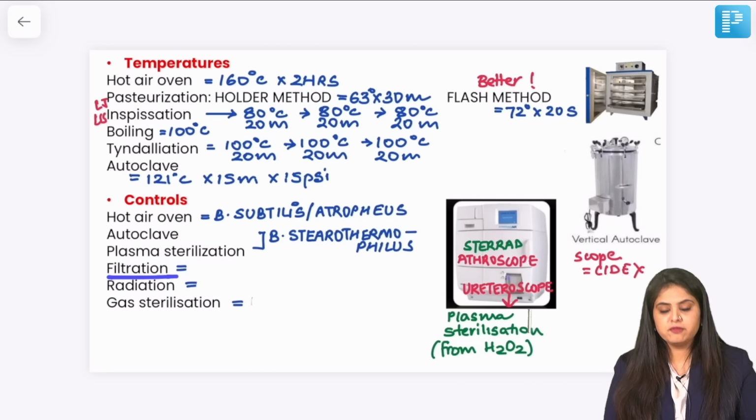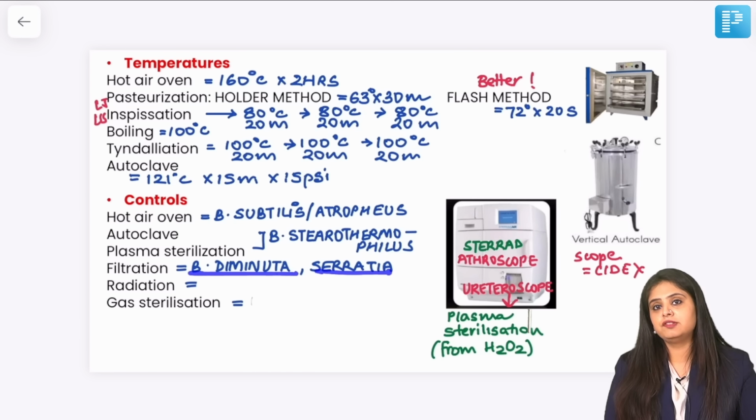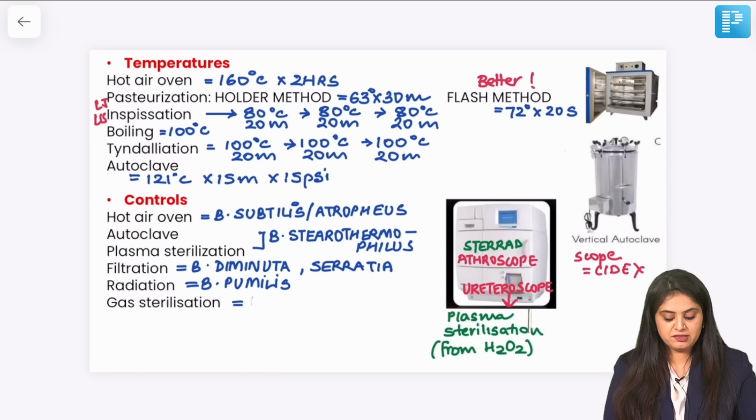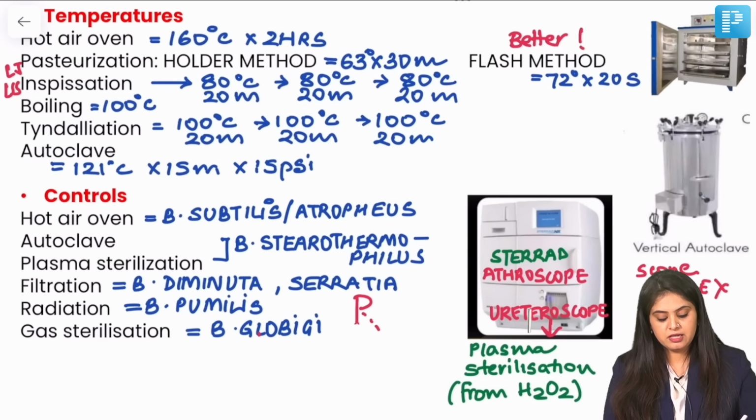Moving on to the next, for filtration, very small filter pores, right? Like in water filters, air filters. So the bacteria needs to be very small and minute, that is Brevundimonas diminuta and also Serratia. The next one is radiation. For radiation, we use Bacillus pumilus. This is how we studied it. Pumilus is used for radiation. And lastly, for gas sterilization, we have Bacillus globigii. G for G is how you had learnt it. So gas sterilization, globigii. And which gas are we talking about? It is ethylene oxide gas.